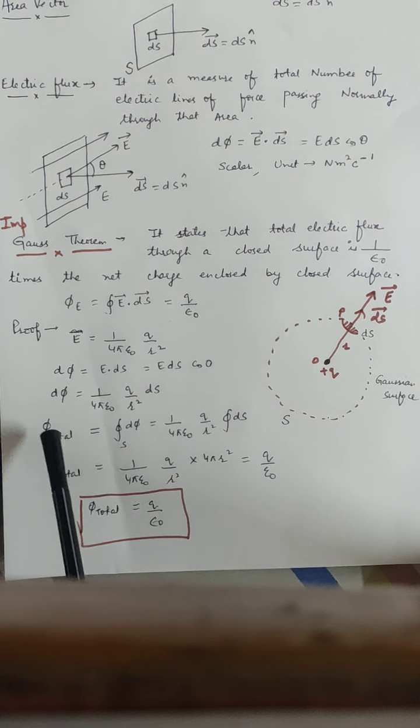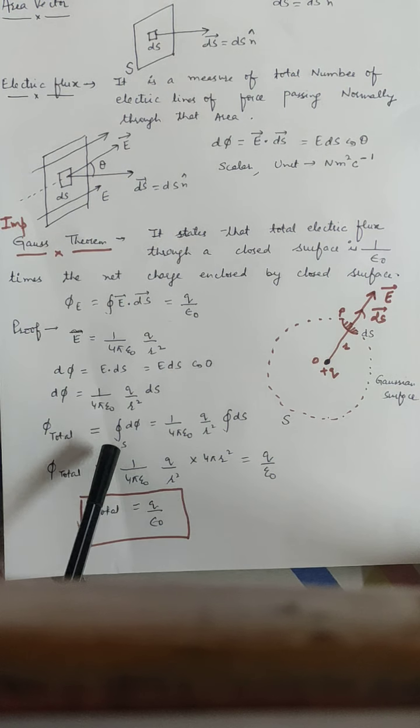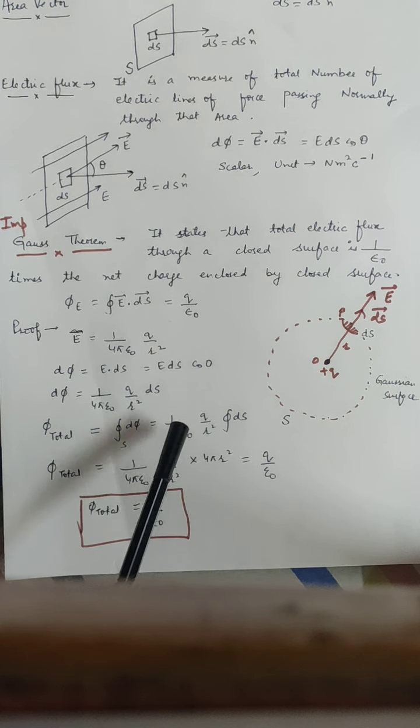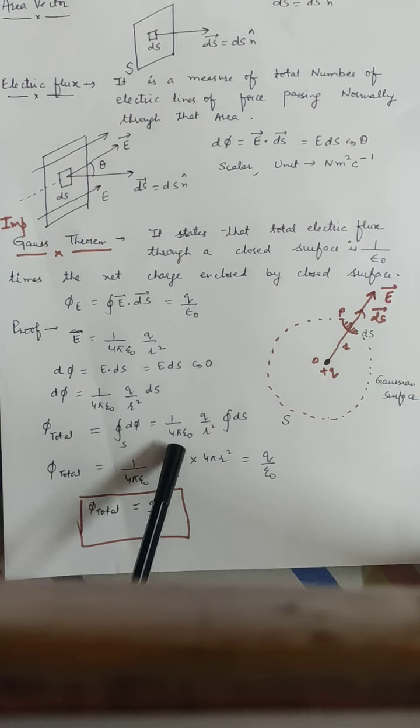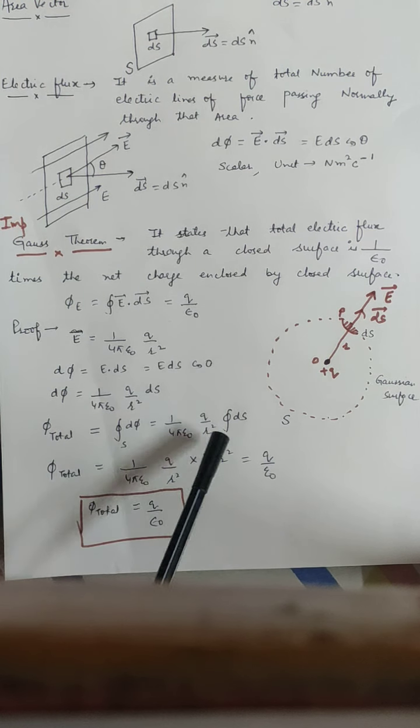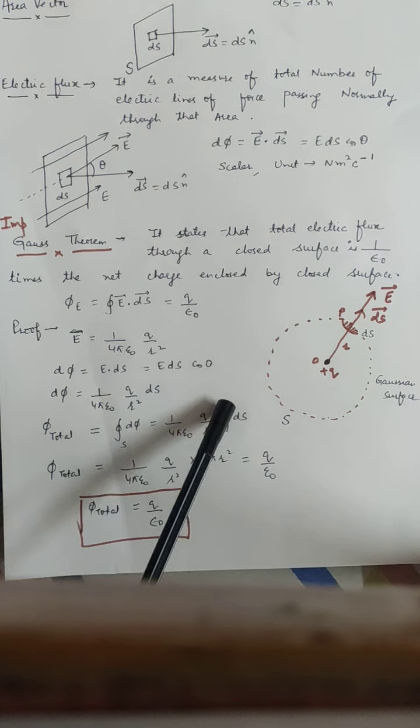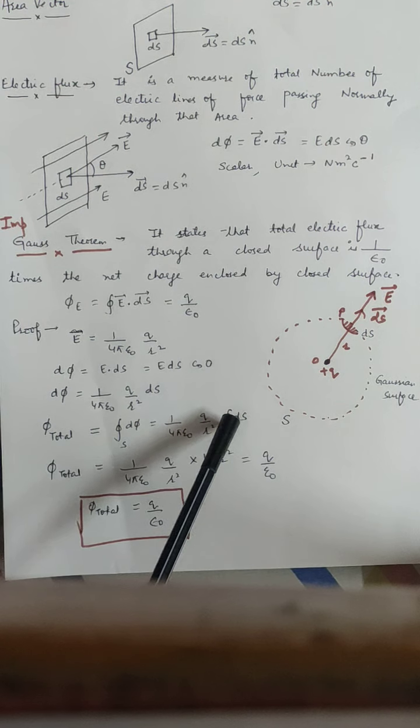1. So if I have to evaluate the total electric flux, I have to integrate this small electric flux. So when I integrate, 1 upon 4 pi epsilon naught q upon r square comes out of the integration, and this is a closed integration over the surface S, ds.